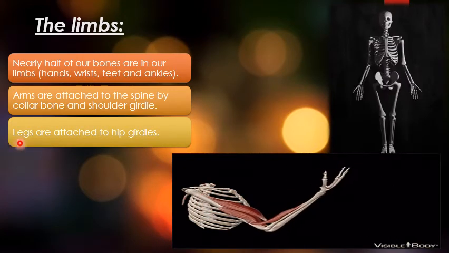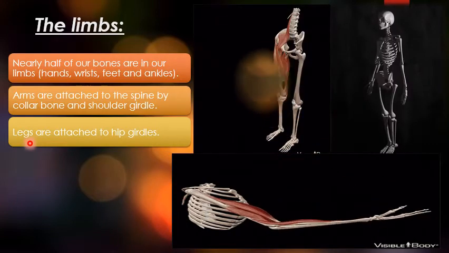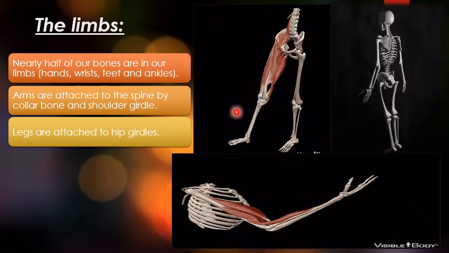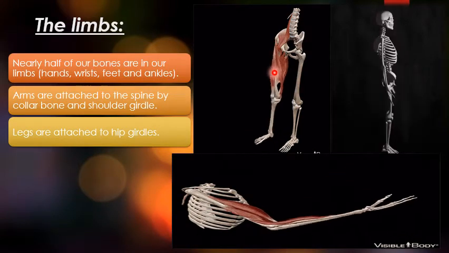If we talk about the legs, legs are attached to the hip girdle. Here you can see how the lower limb, or the hind limb, or the leg or the feet are attached to their hip girdle.